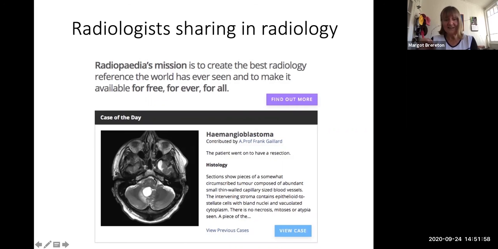But there's another really interesting system around called Radiopedia. This is like the radiologist version of Wikipedia. Radiopedia's mission is to create the best radiology reference the world has ever seen, making it free for all. This is where radiologists share all their interesting cases and knowledge.